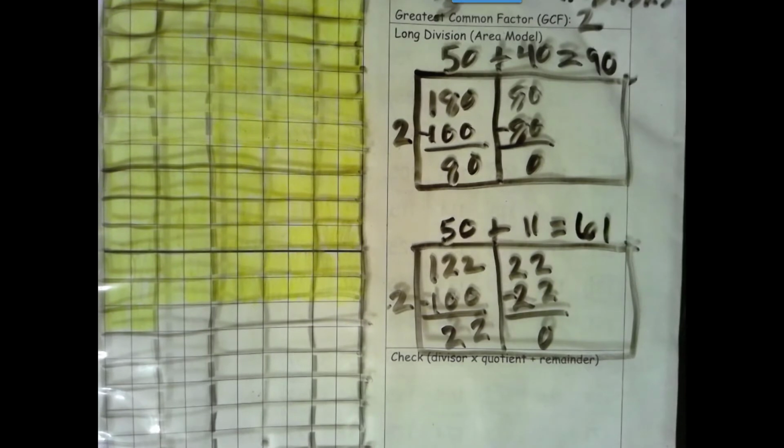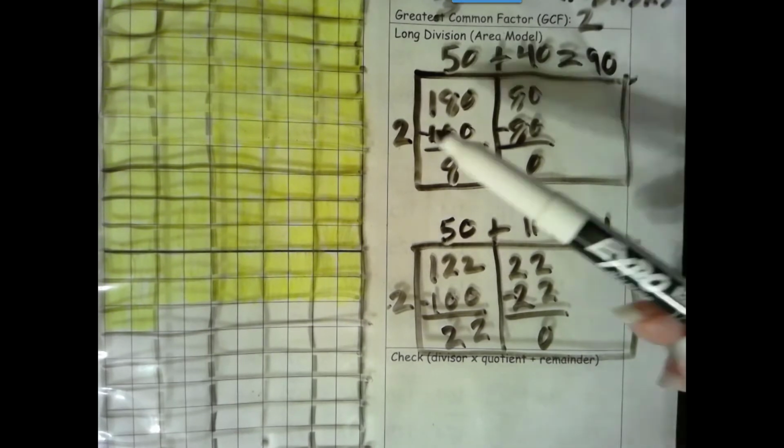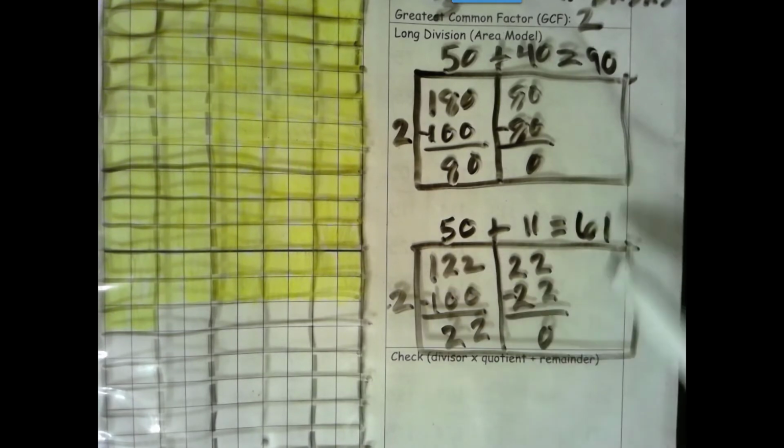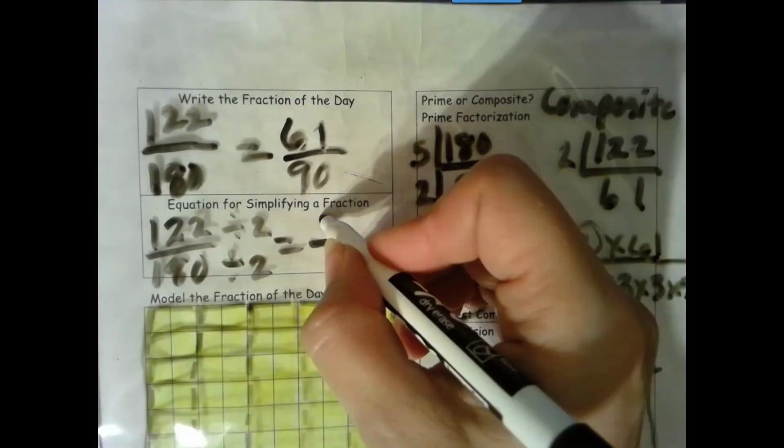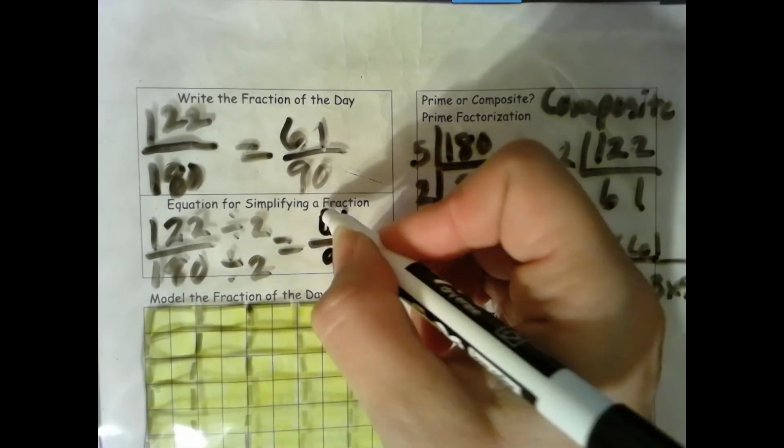Okay, let's go ahead and check using our inverse operation. Divisor times quotient plus remainder. Since our remainder is 0 for both, and the identity property of addition says when you add 0 it stays the same, we don't need to actually add 0. 2 groups of 0 is 0, 2 groups of 9 tens is 18 tens. 2 groups of 1 is 2, 2 groups of 6 tens is 12 tens. So 122, that matches our dividend, check. 180, that matches our dividend, check. So that means our numerator is definitely 61, and our denominator is definitely 90.